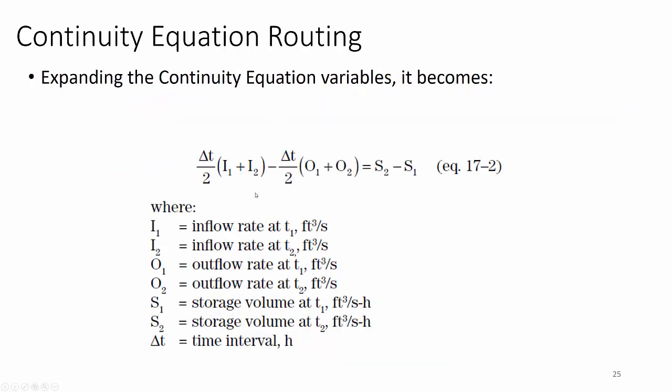If not, we can estimate it. So we can expand this with other variables, and so we have the first over delta. It's basically taking the average of input 1 plus input 2. If we have 2, then we divide time by 2 minus the average output equals change in storage 2 minus change in storage 1. So this is a simple way to evaluate multiple inflows and outflows.